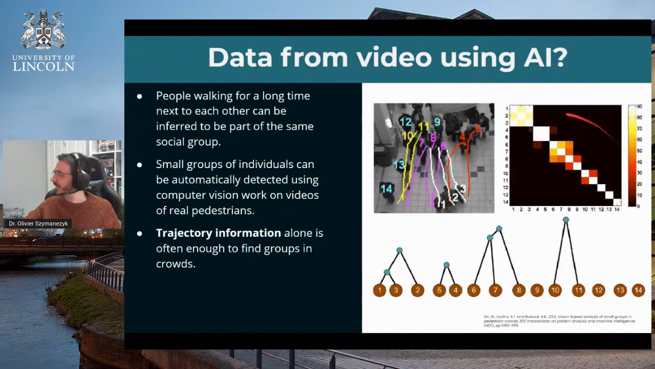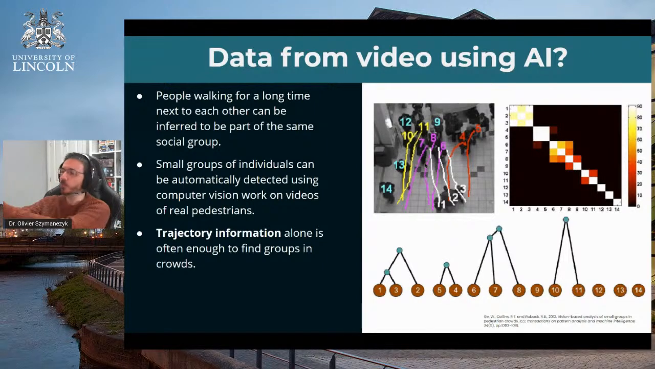So basically, you can create diagrams like those. You can look at, for instance, person 1 and person 14. It says the probability of those two people walking next to each other is 0, whereas person 14 is over here, they're walking in a different direction. So it makes sense. Those two individuals cannot be considered part of the same group. However, let's take person 7. That value is orange. That means person 7, 8, and 6. The value is higher. So that means there's a good chance that those individuals are part of the same group because they're walking next to each other for a long amount of time. So basically, trajectory information is enough to find groups in crowds.